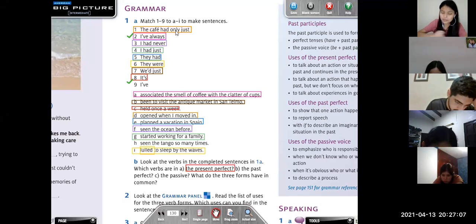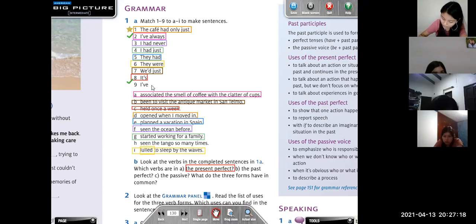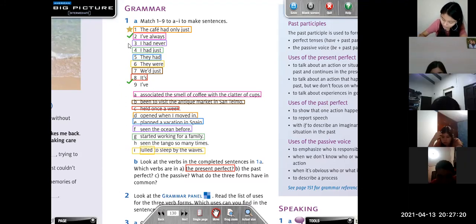Which of them are in the past perfect? Number 1. The third one. 3 and 4. Any other? 5. Any other? 7. And 7, right? Very good.